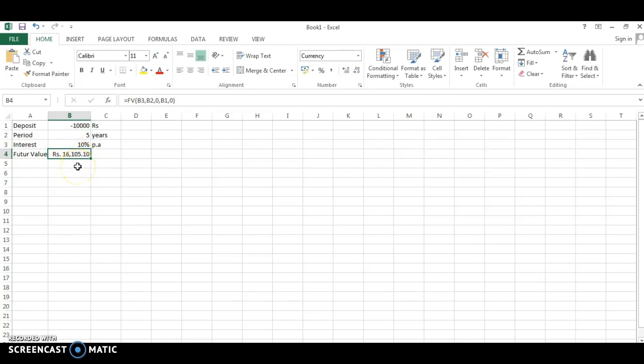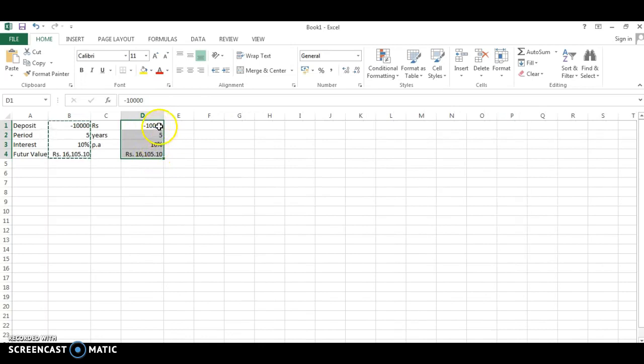Supposing I take up a scenario, I copy this, I put it over here, and what I do, I change the number of years to 3 years at the same interest rate, so the future value decreases, and I copy this and put it up in a different scenario.